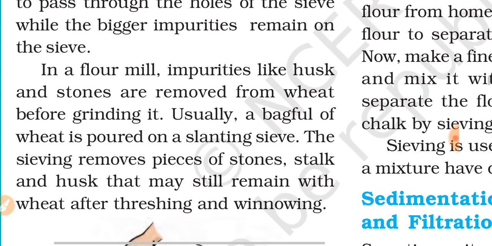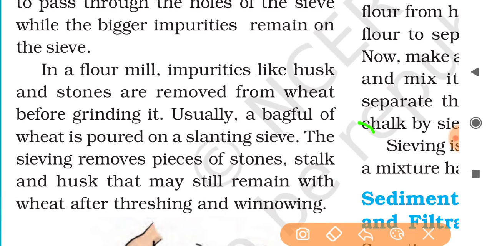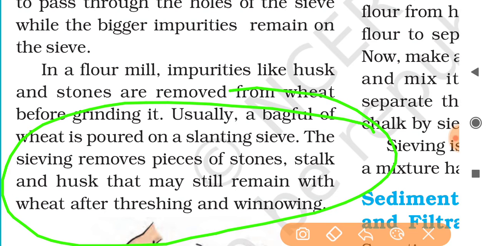In a flour mill, impurities like husk and stones are removed from wheat before grinding it. Usually, a bagful of wheat is poured on a slanting sieve. The sieve removes pieces of stones, stalk, and husk that may still remain with the wheat after threshing and winnowing. So, what does sieving help in? It helps in removing pieces of stones, stalk, and husk that may still remain with the wheat after threshing and winnowing.